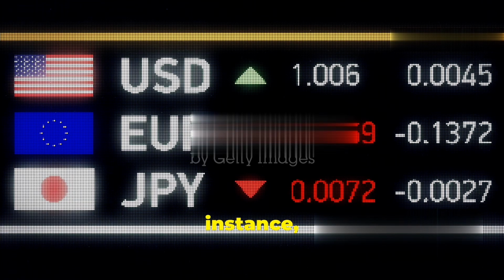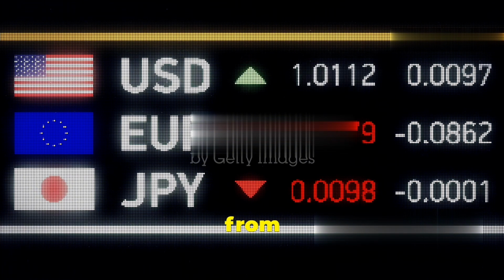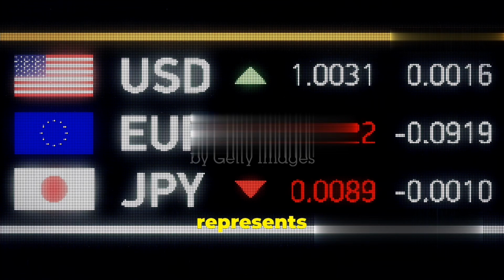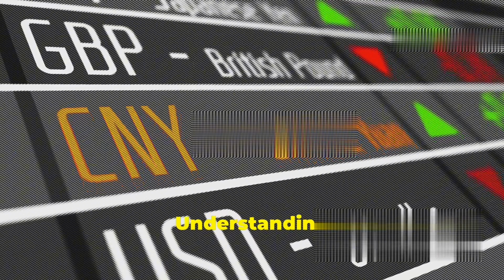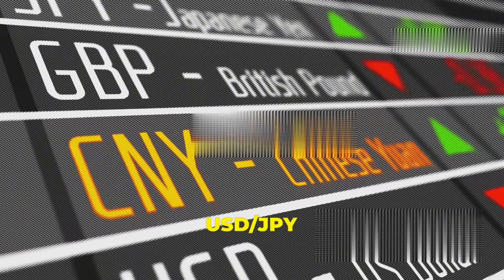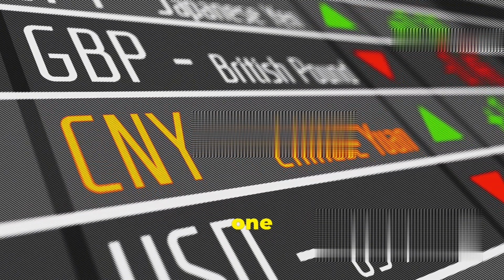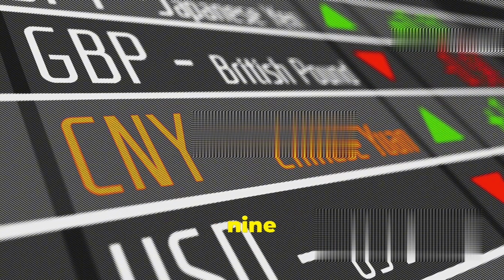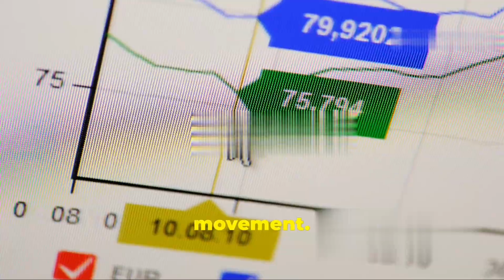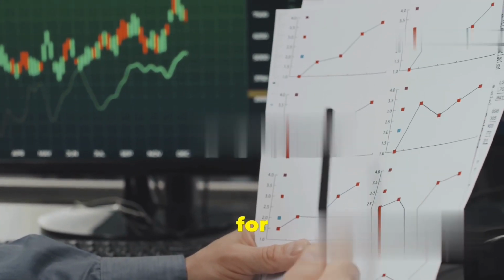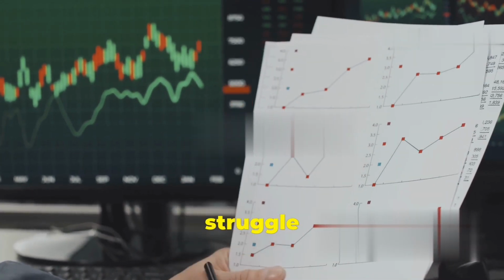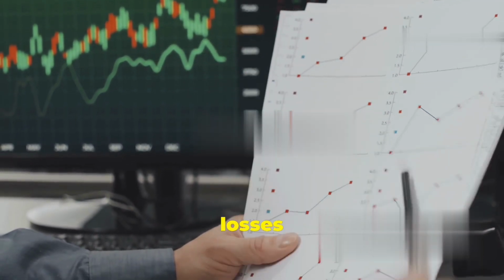For instance, if the USD-JPY pair moves from 109.50 to 109.51, that represents a one-pip movement. Understanding these nuances is essential for accurate trading. Understanding pips is essential for evaluating trade profitability. Without this knowledge, traders would struggle to measure their gains and losses accurately.